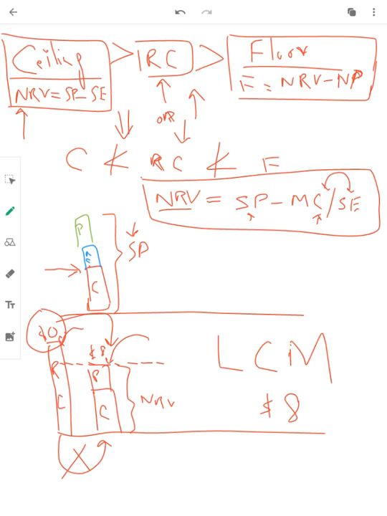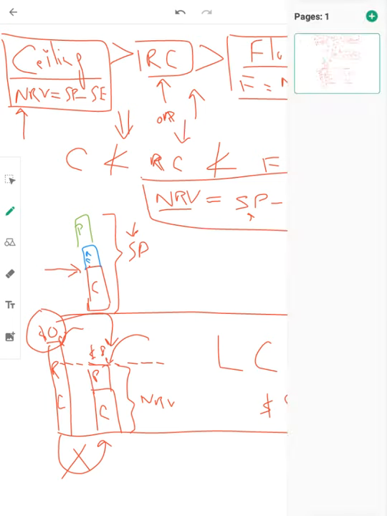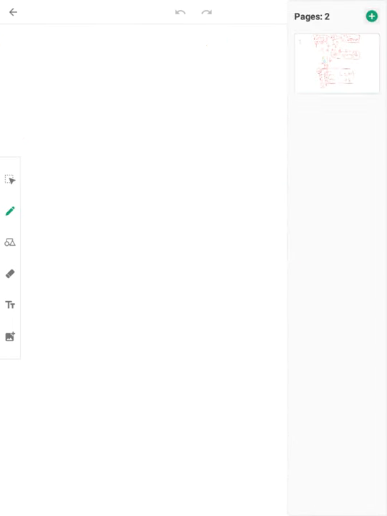So I explained two things on this page. One, what you mean by ceiling. And the second thing is why the replacement cost cannot be greater than the ceiling. Let's go to the next part of the example, which is what you mean by floor and why replacement cost cannot be less than the floor. So let's discuss that. Now, let's do this part.